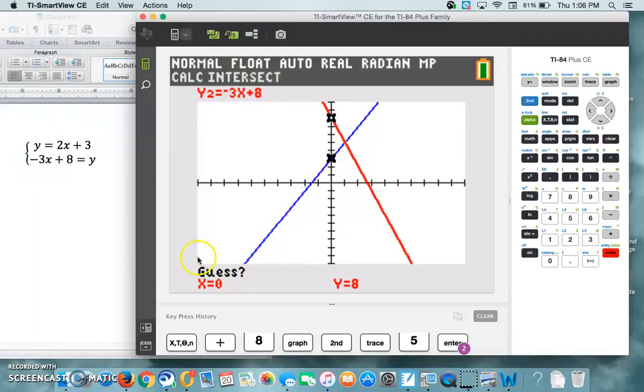And then your calculator prompts you with a guess. Do you want it to guess the intersection? Yes, you do. So push enter. And you wait, and it says the intersection is where x is 1 and y is 5.